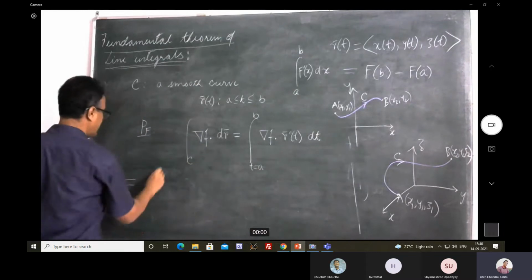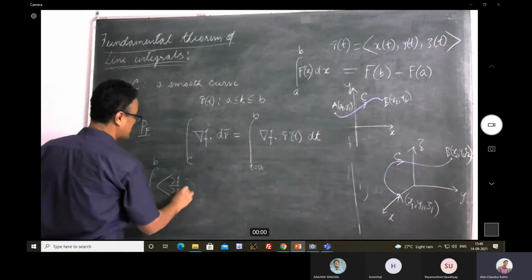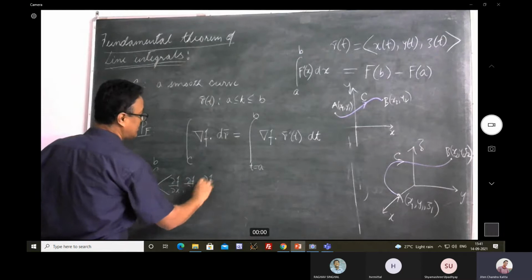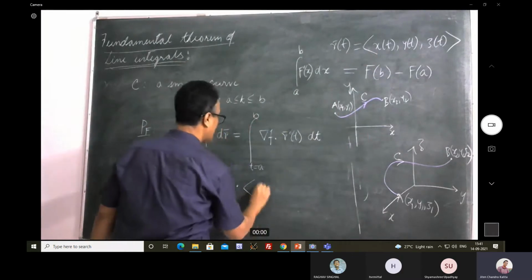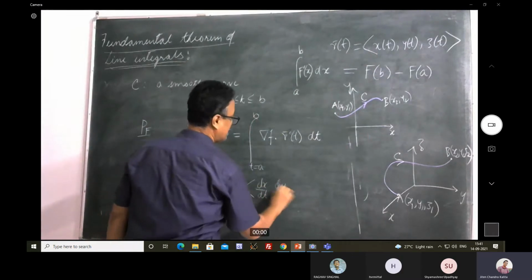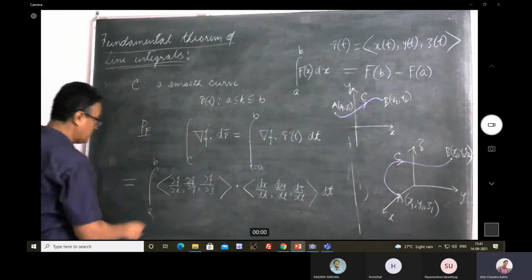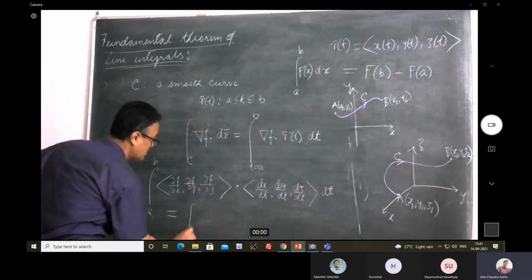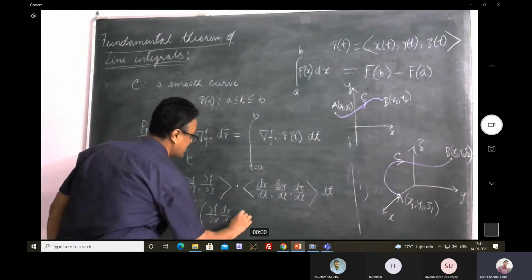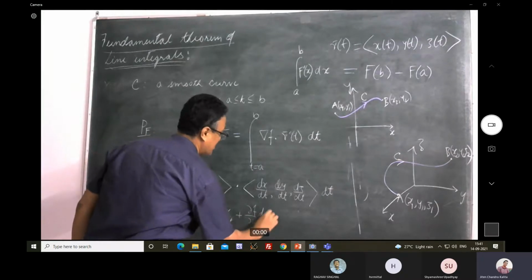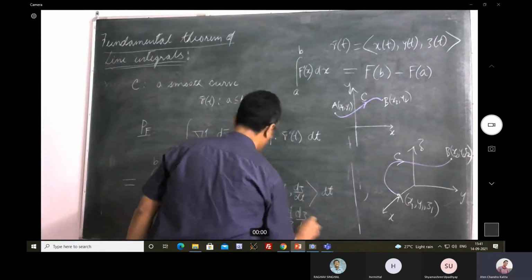So then this is going to be the integral from a to b, and grad f is nothing but the vector del f del x, comma, del f del y, comma, del f del z, dotted with r prime t, which is simply dx dt, comma, dy dt, comma, dz dt. If you take the dot product of these two, this is going to be del f del x dx dt plus del f del y dy dt plus del f del z dz dt.